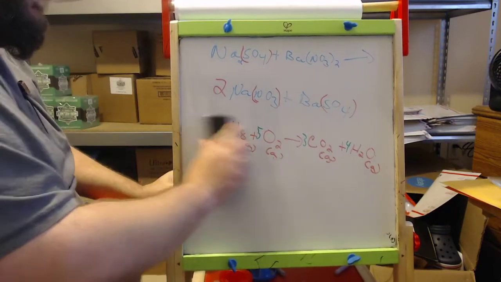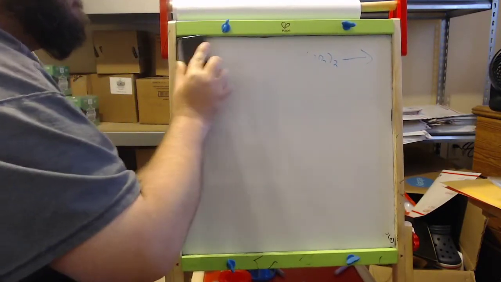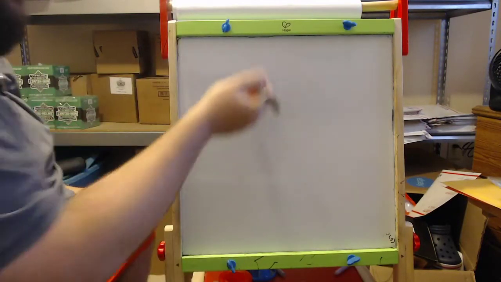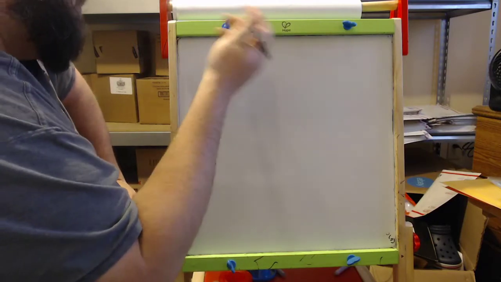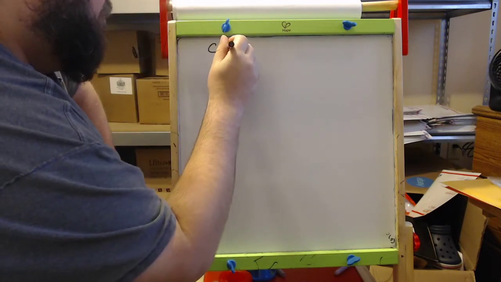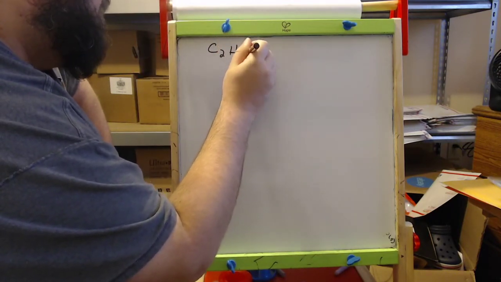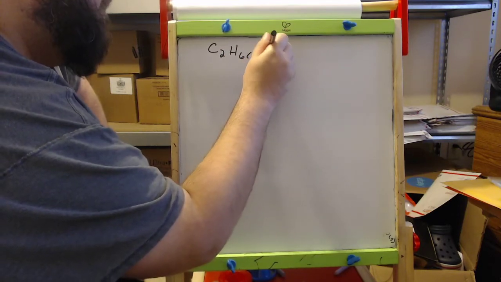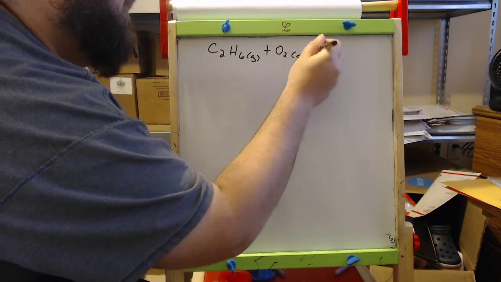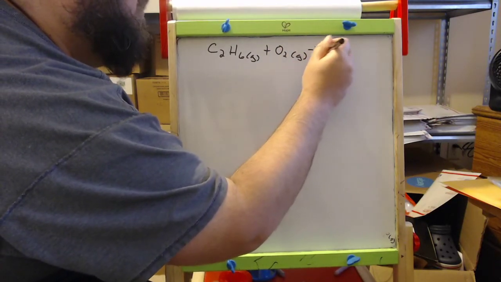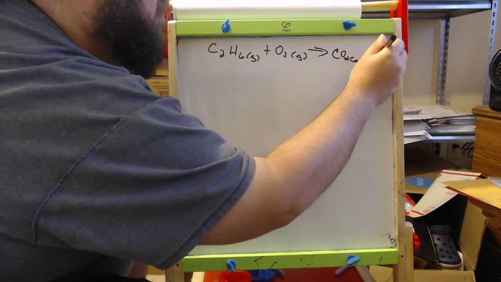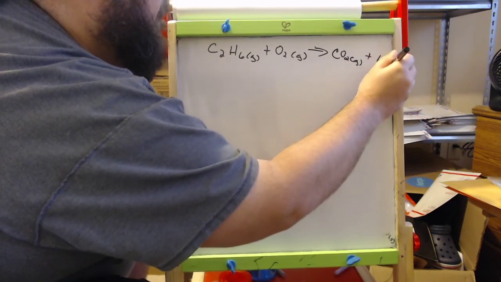So, what's the purpose of balancing the equation? Well, I'm going to show you. Not only to follow the law of conservation of mass, but let's go back to another one and let's do C2H6 gas plus O2 gas. And that's going to give us, again, since it's a combustion reaction, CO2 gas and water vapor.